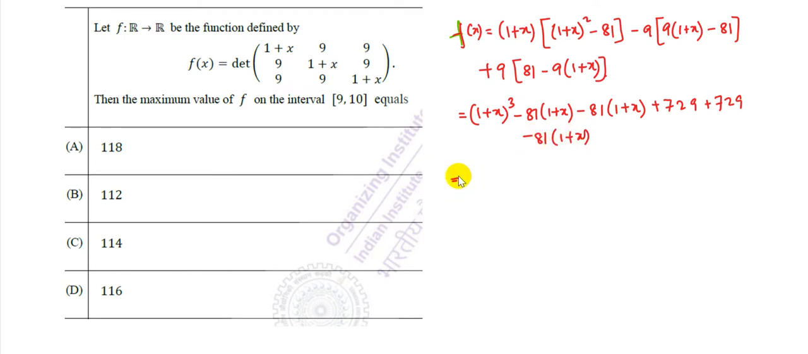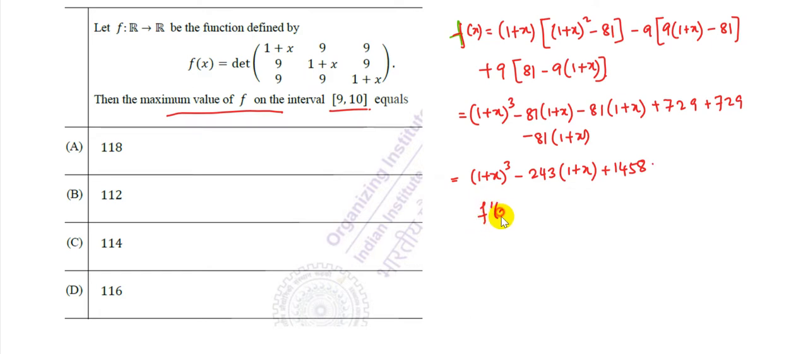So which is 1 plus x whole cube minus 243 into 1 plus x plus 1458. So this is the expression for f of x. Now the question is, what is the maximum value of f in the interval of 9 to 10? Now as you can see that the expression for f(x) is this.